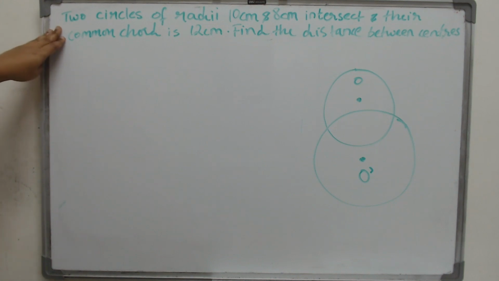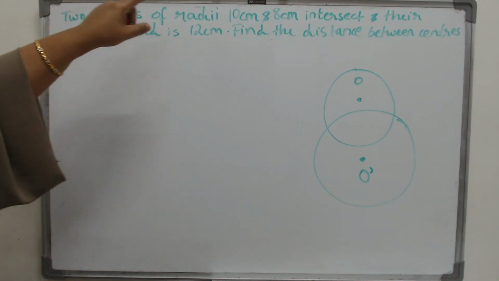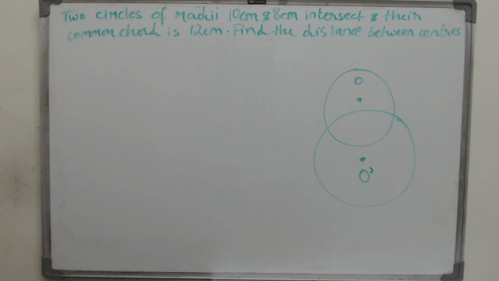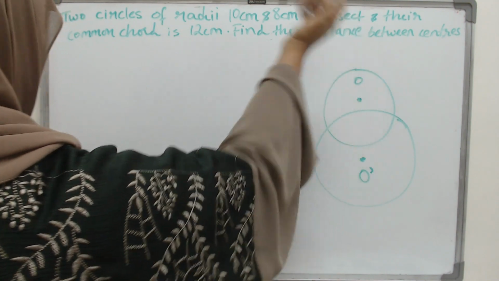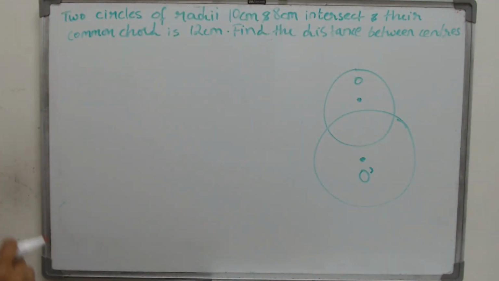Now look at this question. You have two different circles. One with the radii 10, another one with the radii 8. Obviously, this is your smaller circle with the smaller radius. Then their common chord is 12 centimeter.